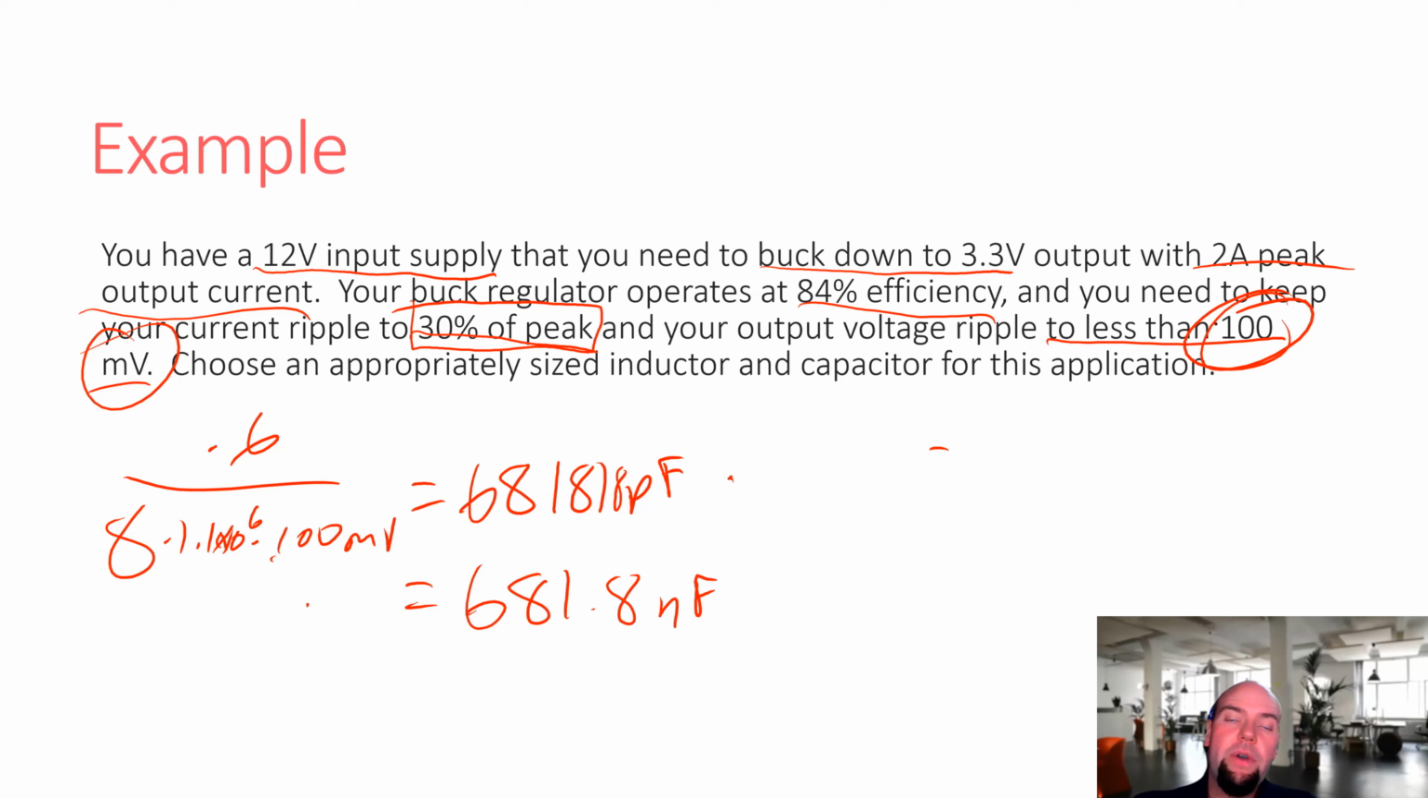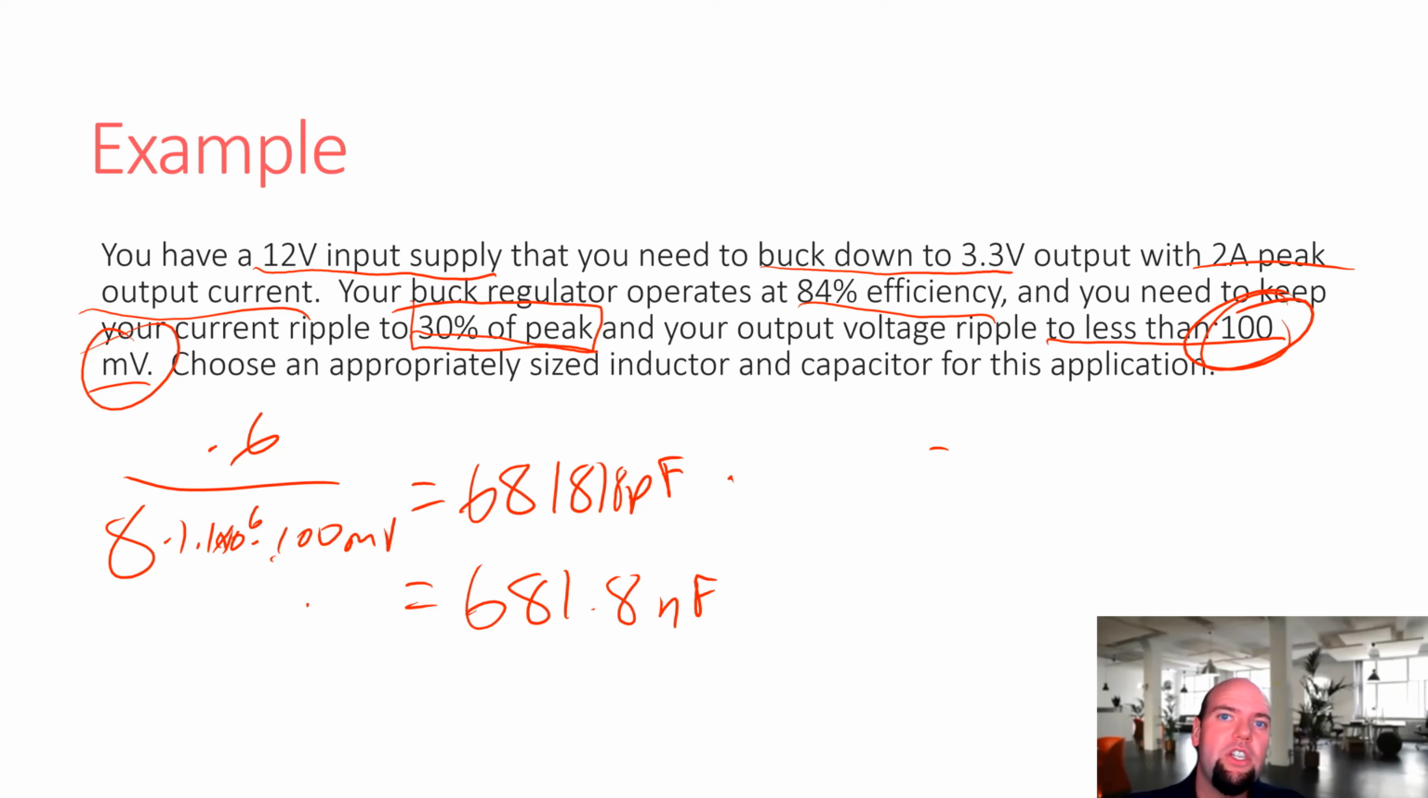So that's how we do it. It's really handy to be able to know this process. Oh wait, first of all, where did the efficiency come into play here? It didn't. Right? So let's ask a quick question that relates to efficiency. What's our input current? What's the input current for this? There's a couple ways to find it.